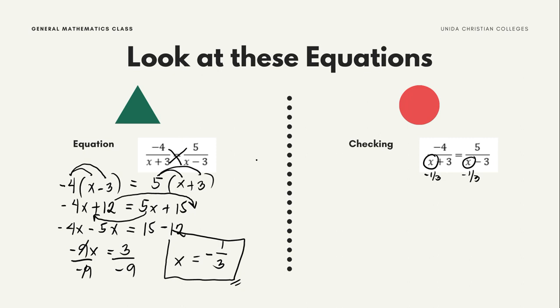Okay. So, start na tayong mag-substitute. So, it will become negative 4 over, since that is x plus 3, it will become negative 1/3 plus 3 is equal to 5 over, since that is x minus 3, it will become negative 1/3 minus 3. And then solve. Basta after mo mag-substitute, proceed ka na sa solving.